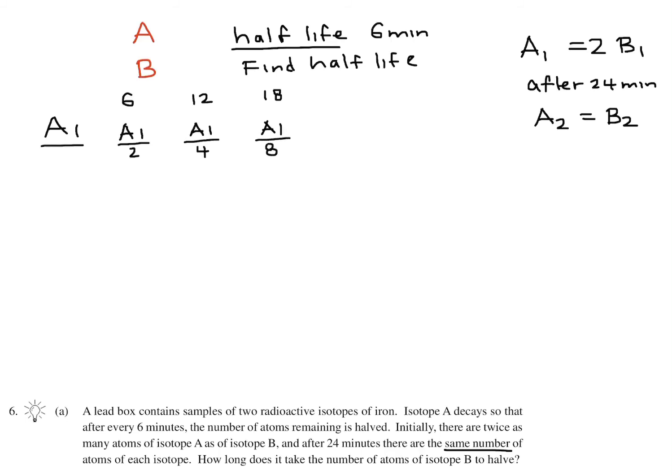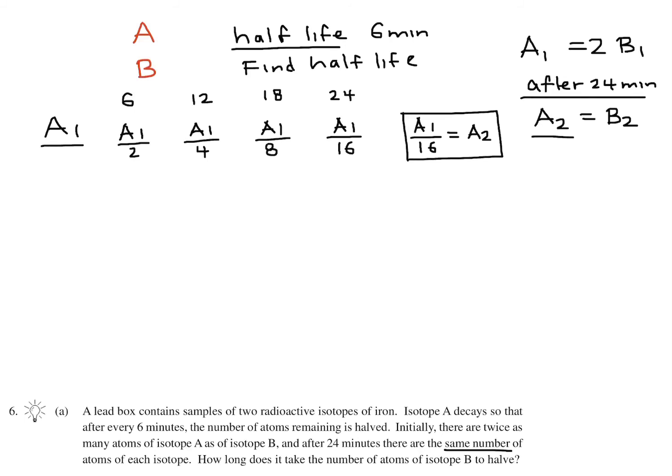And finally, another 6 minutes go by and it's 24 minutes. It's A1 over 16. Now A1 over 16 is basically what is A2. So I'll write that over here. A1 over 16 is equal to A2, because that is what we have after 24 minutes. All right, so that takes care of A and A2.